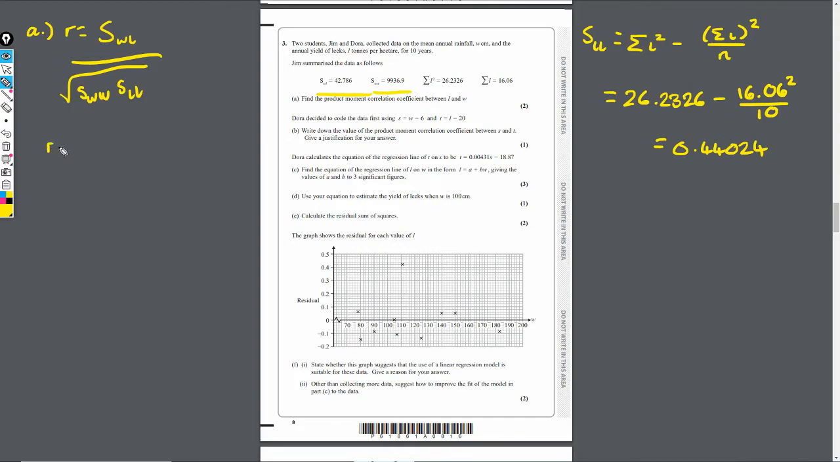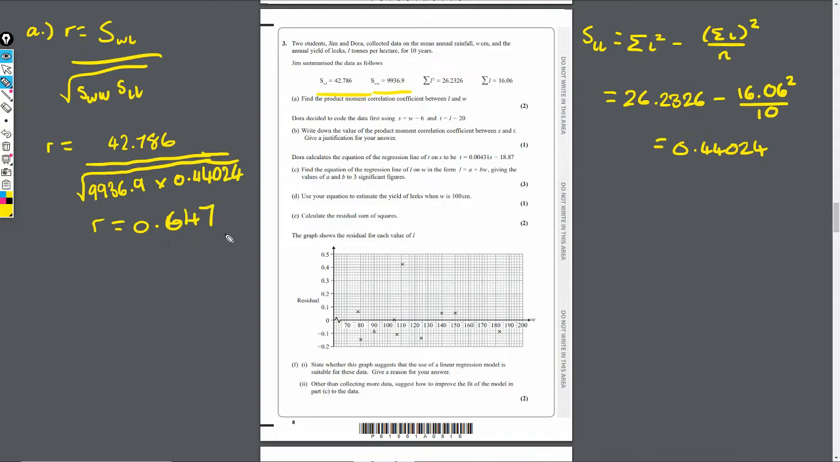Okay, so we've got everything we need now. All we've got to do is use this formula. So SWL, that's 42.786 divided by the square root of SWW, that's this one here, 9,936.9, times 0.44024. Put all that in on your calculator again, and what you'll get is that r is equal to 0.647.